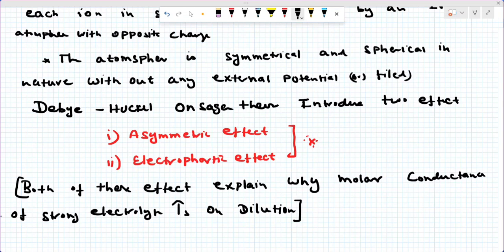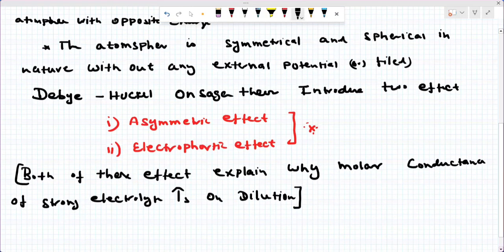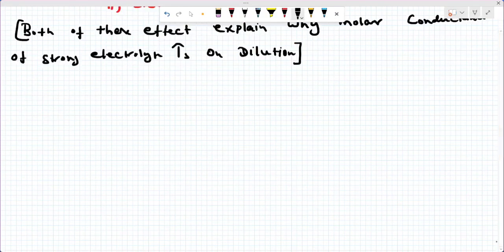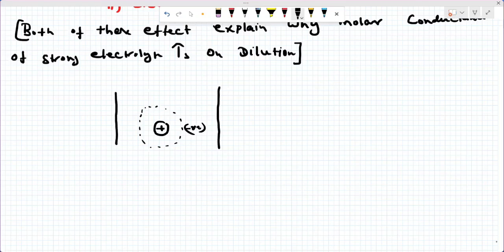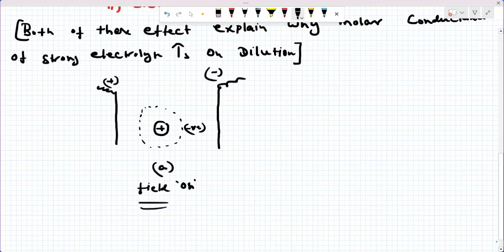Okay, listen. If you have an ionic atmosphere, for example, I take a positive ion as the central ion. This is the negative sphere around it. Now I'm going to apply a potential across electrodes, for example. One electrode carries a negative charge and the other a positive charge. Field off means that I don't apply any field. Without field, field off, not on.